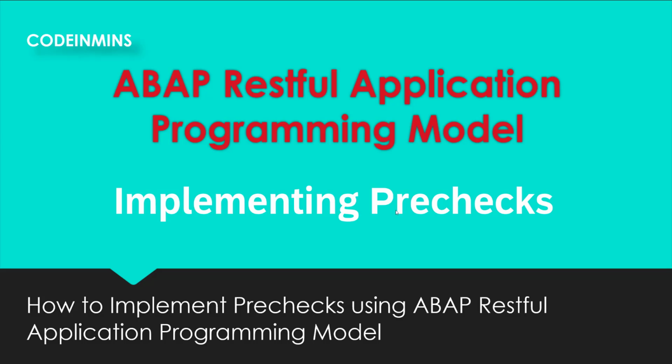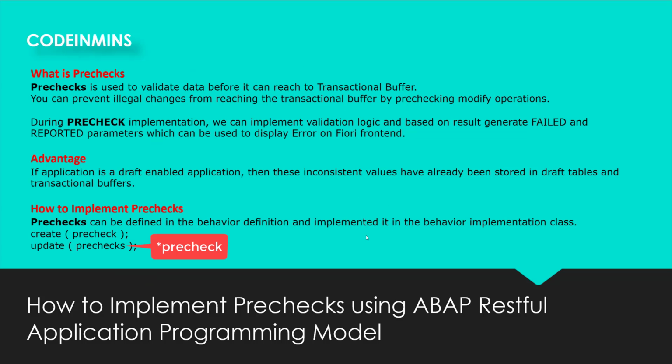So in this video, we are going to see how we can implement prechecks in the ABAP RESTful Application Programming Model. Prechecks are used to validate data before it reaches the transactional buffer. It's a kind of real-time validation on the data, based on any field from the front end, using the RESTful Application Programming Model.